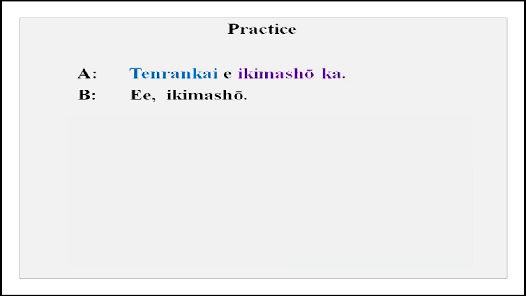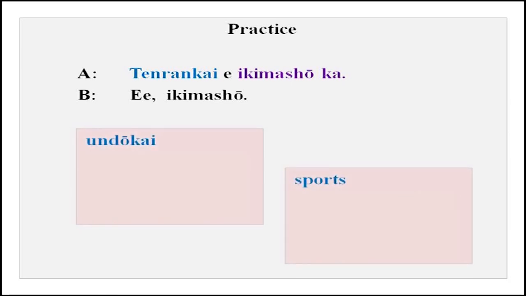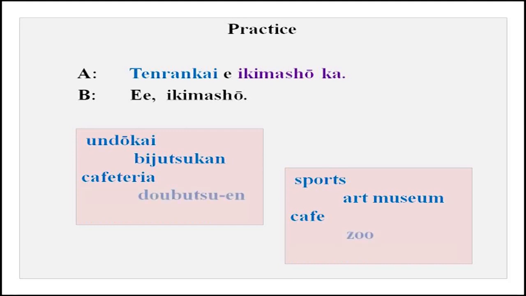You have some other words also for you, some new vocabulary. Undokai, sports day. Bijitsukan, art museum. Cafeteria is a cafe. Doubutsuen is a zoo. Hakubutsukan, a museum. So, well, you have these new words for you.